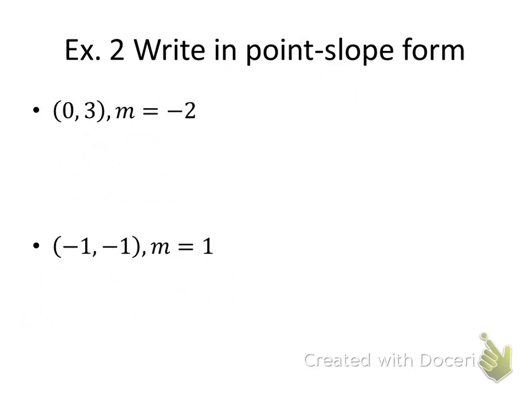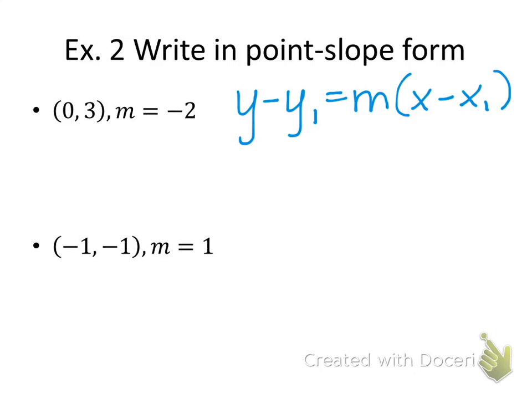All right, the next formula that we need to know is called point-slope formula. You need to have this one memorized as well. Okay, this is point-slope formula. Is everybody ready? Y minus y1 equals m times x minus x1. So you need to memorize that formula. Y minus y1 equals m times x minus x1.